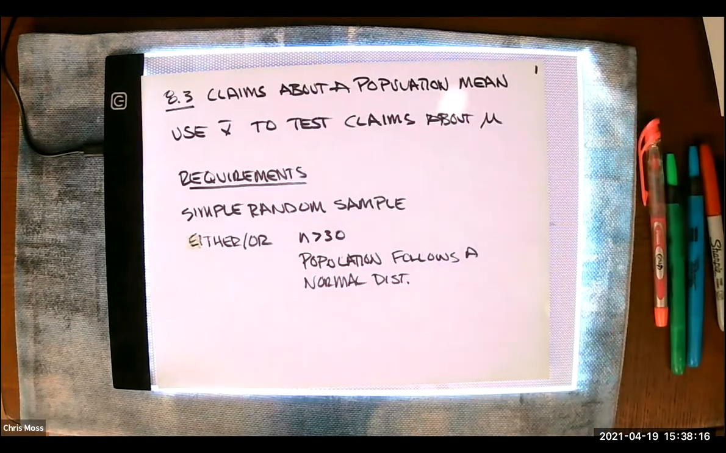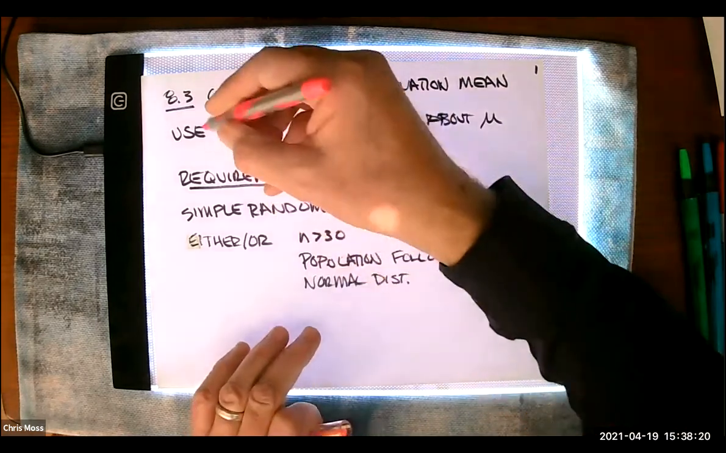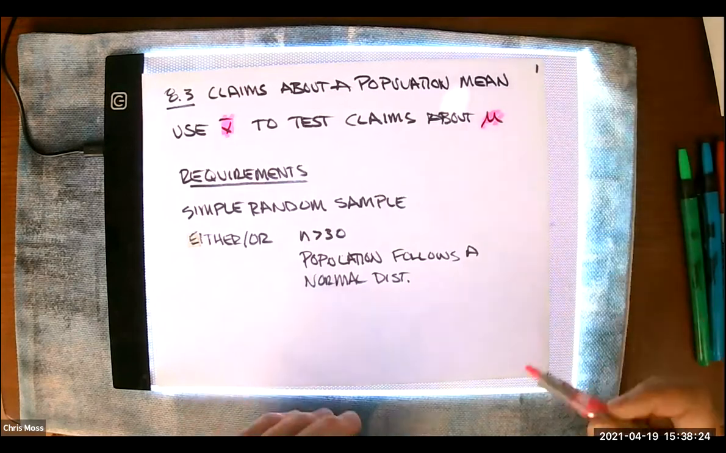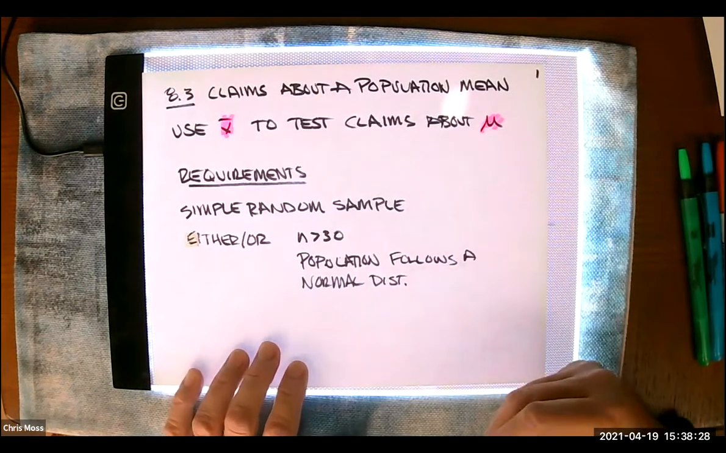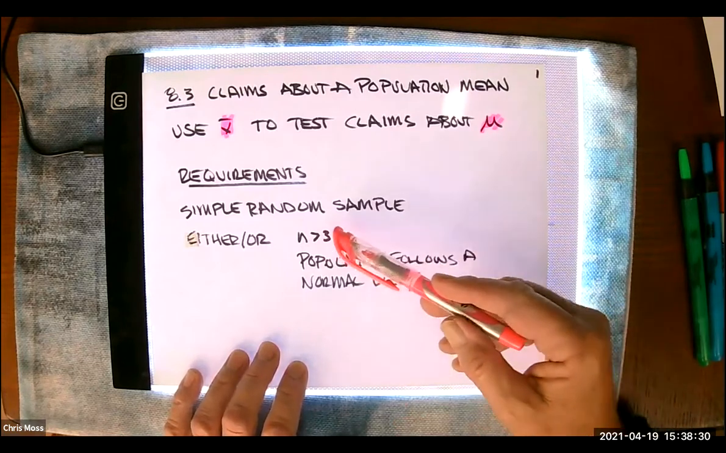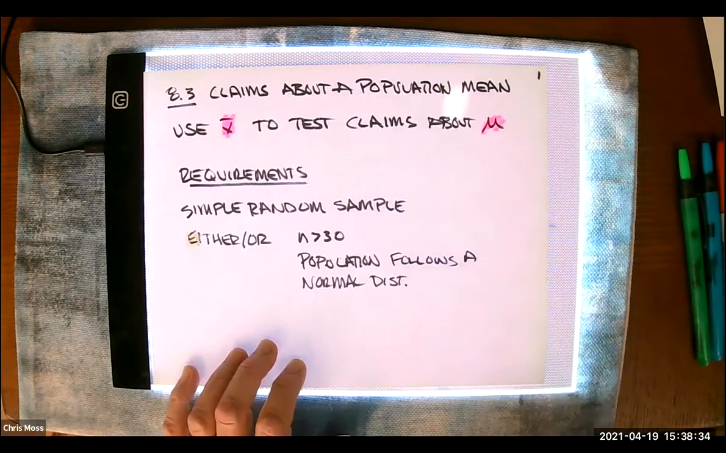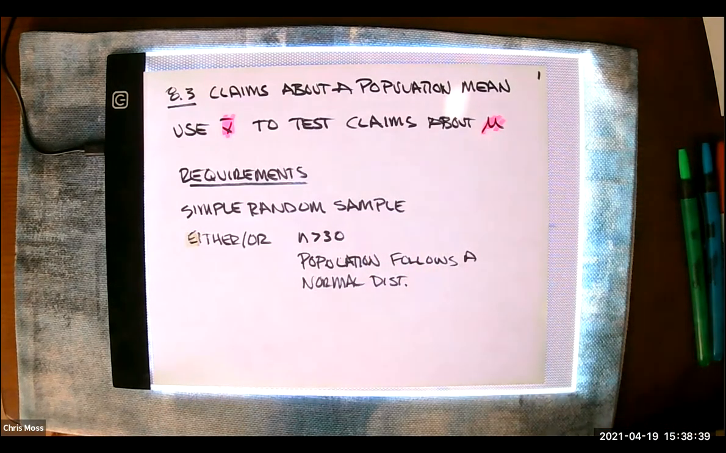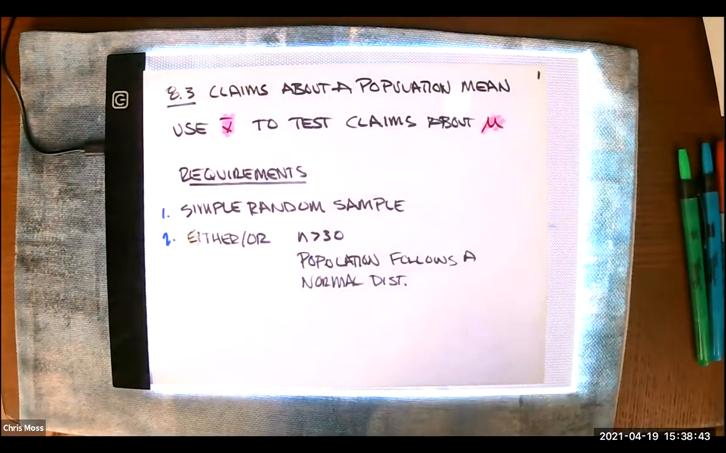8.3, claims about a population mean. Let's be clear we understand what's going on. We're going to use X bar to test a claim about mu. There are some requirements. We need a simple random sample, and then either a sample size greater than 30 or a population that follows a normal distribution. There's only two of them, but they are important.